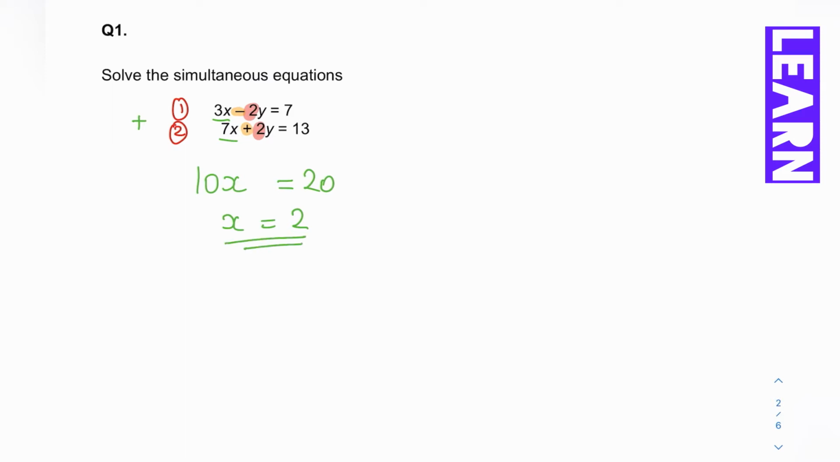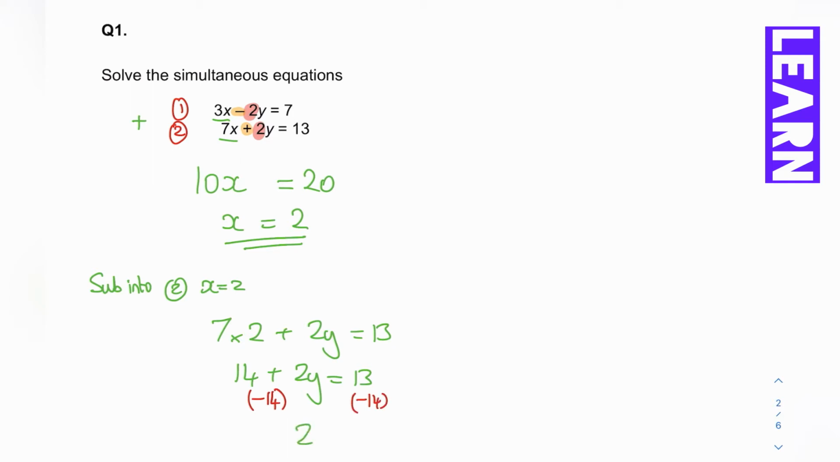We can substitute this into either equation 1 or equation 2. I'm going to substitute it into equation 2 because that one doesn't have any negatives in, so I'm less likely to make a mistake. So I've got 7 times x, so 7 times 2, plus 2y is equal to 13. We know 7 times 2 is 14, plus this 2y is 13, and now we need to solve this equation. We're going to subtract 14 from both sides.